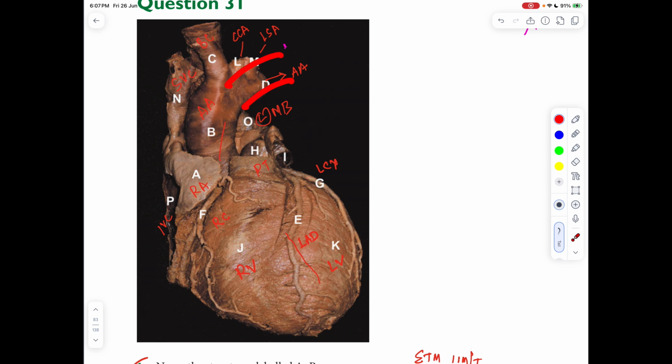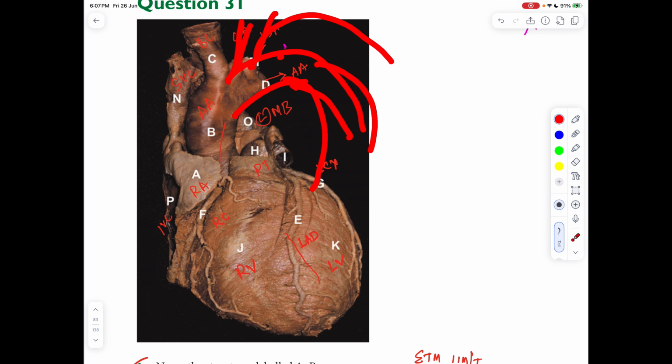So this is the brachiocephalic, and then the brachiocephalic turns into the common carotid above and the subclavian, while on the left side the arch of aorta goes like this, the common carotid goes up, and the subclavian goes like this. So this is the arch of aorta, and the descending aorta.